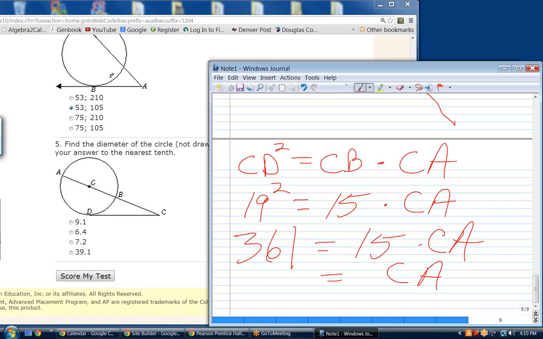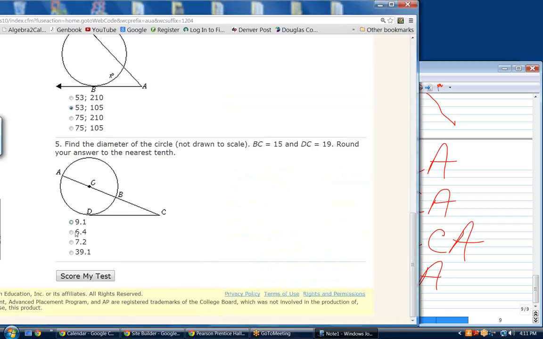Oh, okay. So, hold on. It'd be 24.06. Notice that's the different distance from here to here. They want the diameter of the circle. So we need to subtract from that distance BC. They gave us BC as 15. So we're left with 9.1. It doesn't round up, but that's the closest thing.